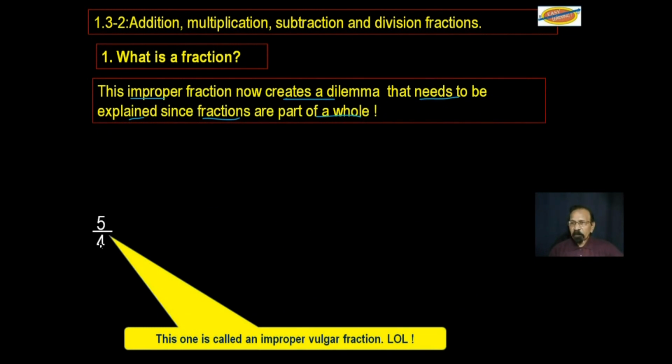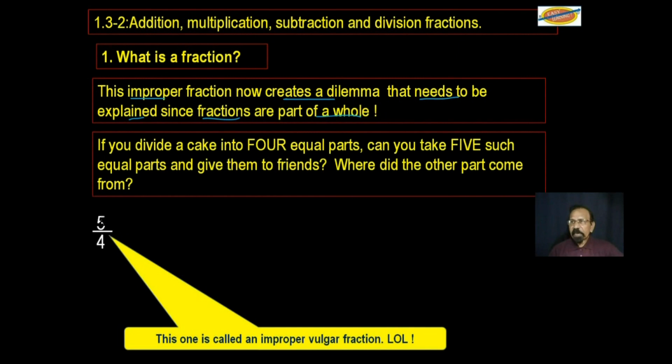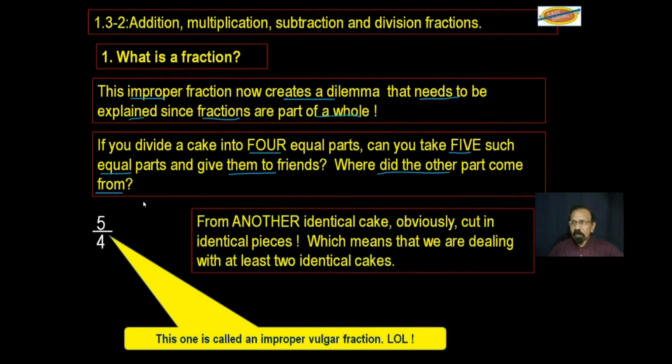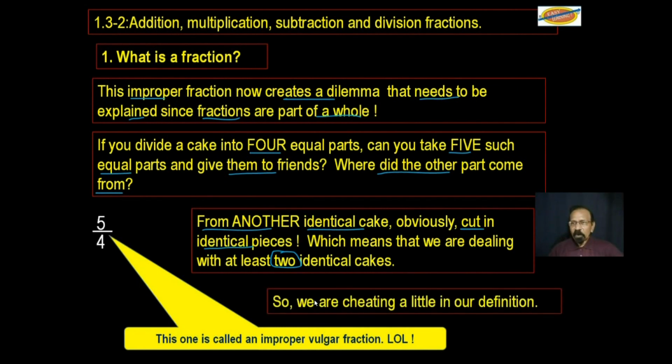This one is called an improper fraction. If you divide a cake into 4 equal parts, can you take 5 such equal parts and give them to your friends? Well, if you say yes, where did the other part come from? Obviously, it came from another identical cake cut in identical pieces, which means that we are dealing with at least 2 identical cakes. So we are kind of cheating a little in our definition if we are going to include improper fraction in what is a fraction.